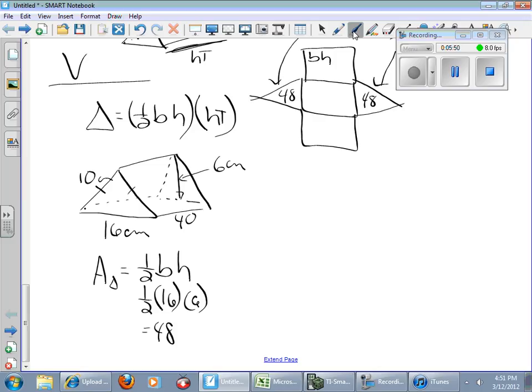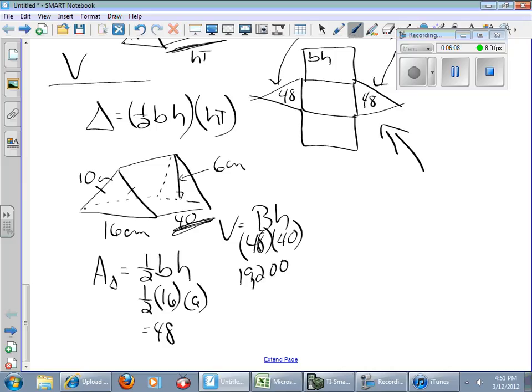Over here it's surface area. When you go to do the volume, it's going to be area of the base times the height. So it's going to be 48. Now the height of the prism is the length. So that's times 40. I think I'm going to get 1,920. Somebody check me on that, but I think that's right, and that'll be centimeters cubed.